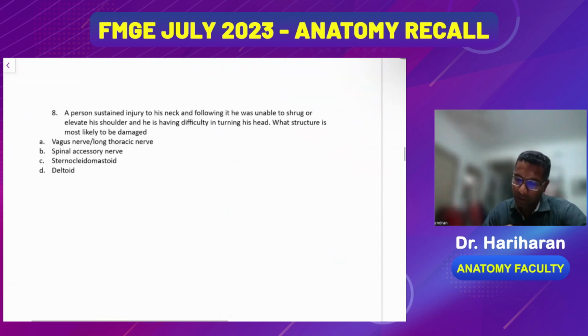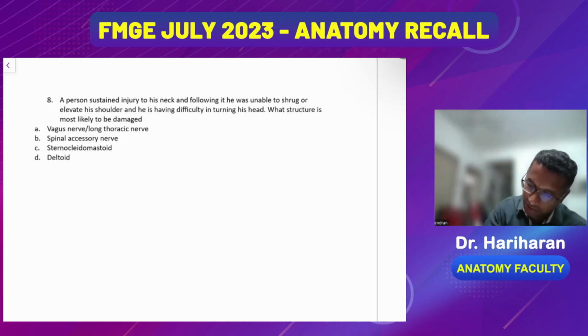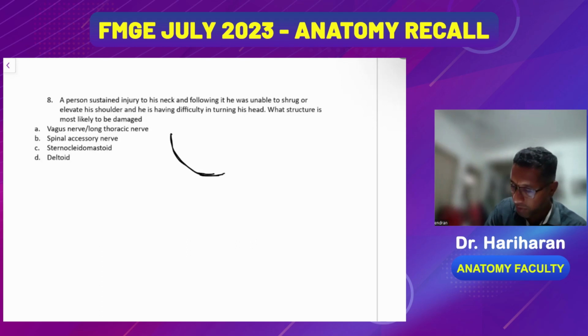Now coming to the next question. A person had sustained injury to his neck, and following it, he was unable to shrug or elevate his shoulder. Okay, he is also having difficulty in turning his head. So if you see the neck region, the important nerve which runs in the posterior triangle of the neck. Okay, if you consider, this is the skull bone, or the base of the skull. You've got the mastoid here, and you've got the mandible here.